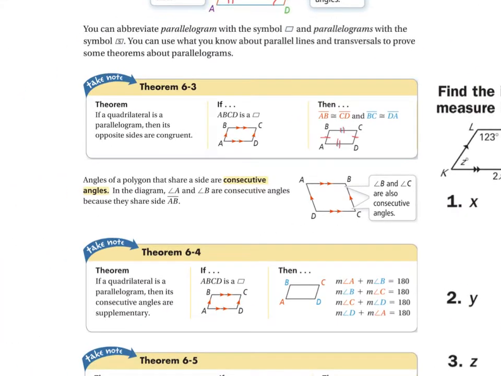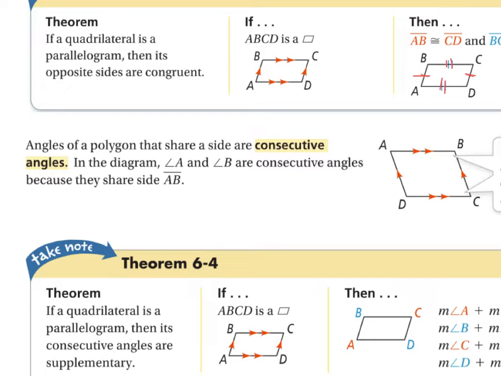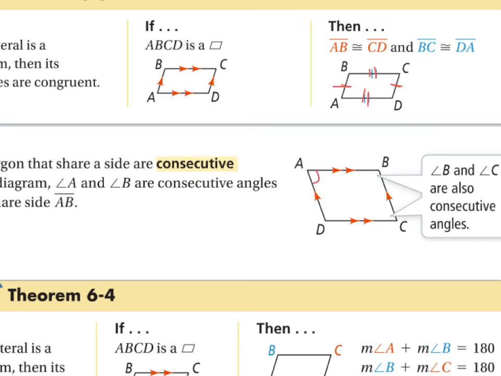Okay. Let's talk about what the word consecutive angles means. Consecutive means like in a row kind of. So A and B are consecutive. And then B and C would be consecutive. C and D would be consecutive. And D and A would be consecutive. So it means they're right next to each other, okay?